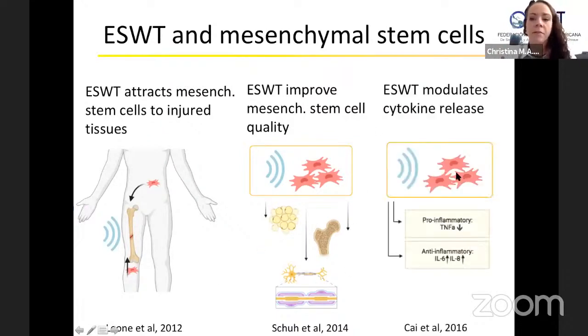And the third effect that was found was that extracorporeal shockwave treatment modulates the cytokine release. So with extracorporeal shockwave treatment, in those cells, we have fewer pro-inflammatory cytokines and more anti-inflammatory cytokine release. And if you look at those factors, we've heard those a couple minutes ago. TNF-alpha is responsible for macrophage differentiation and interleukin beta as well, but for the M2 macrophage. So we have an increase of cytokines that trigger M2 macrophage differentiation and a decrease of cytokines that trigger M1 differentiation.